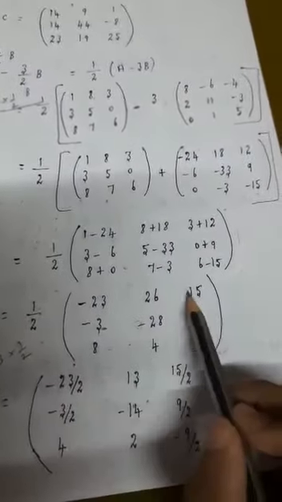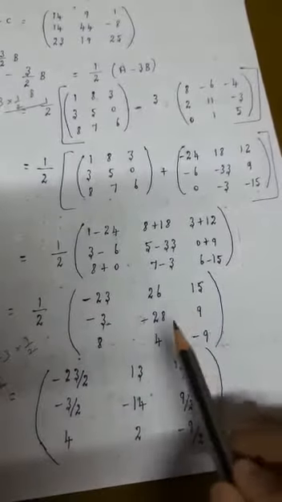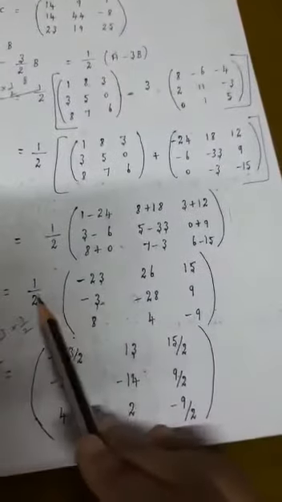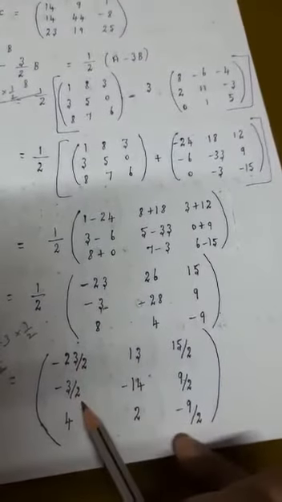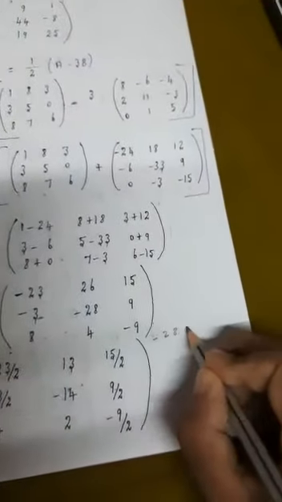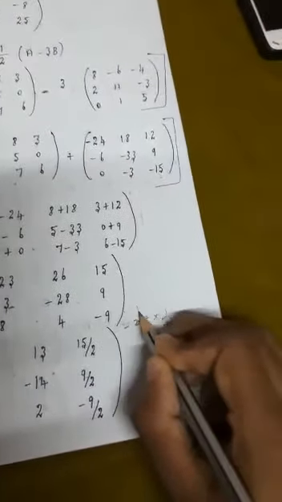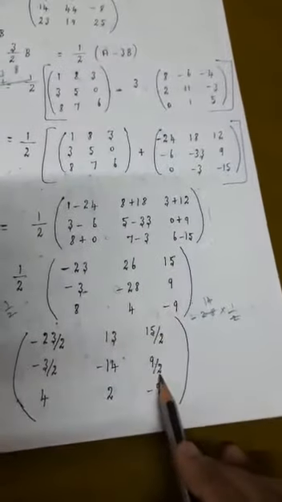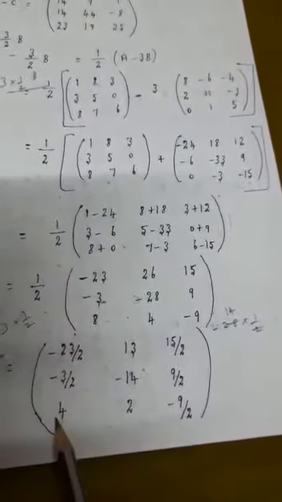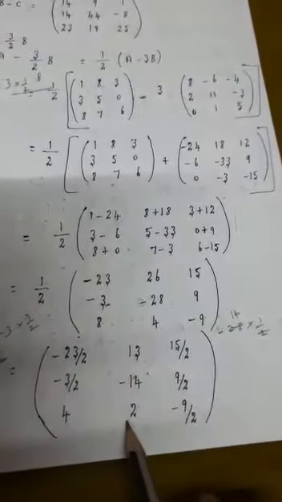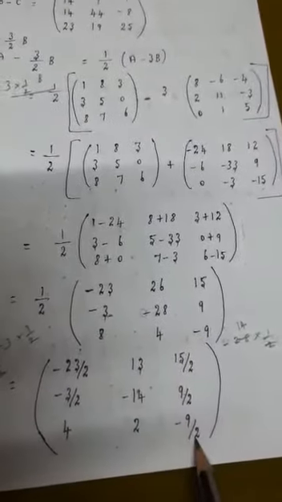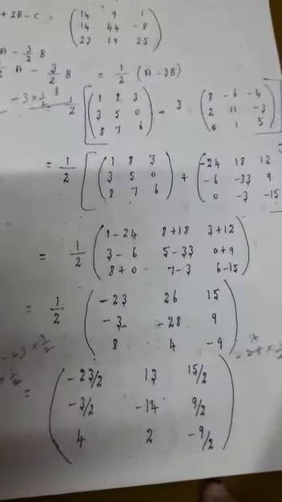So next, 1 by 2 into 15, that is 15 by 2. So 1 by 2 into 15, multiply with the 1 divided by 2. Okay, so the next, 1 by 2 into minus 3, that is minus 3 by 2. Here you can cancel it: minus 28 into 1 by 2, you can cancel it, so minus 14. Okay, so like that. Next one, 9 into 1 by 2, 9 by 2. 8 into 1 by 2, you can cancel it, then you will get 4. 4 into 1 by 2, you can cancel it, you will get the answer 2. Minus 9 into 1 by 2, that is minus 9 by 2. So this is the answer for the second question. Okay, thank you.